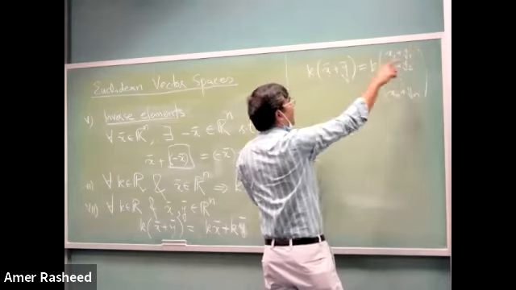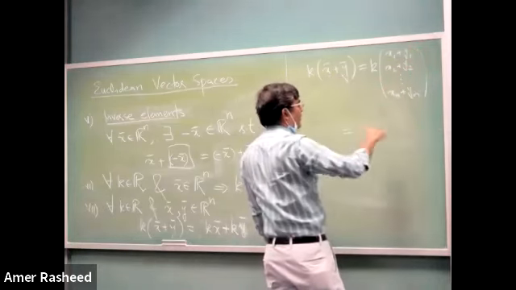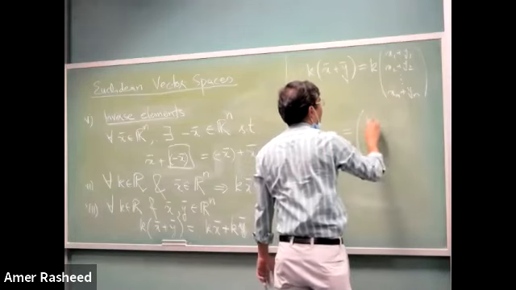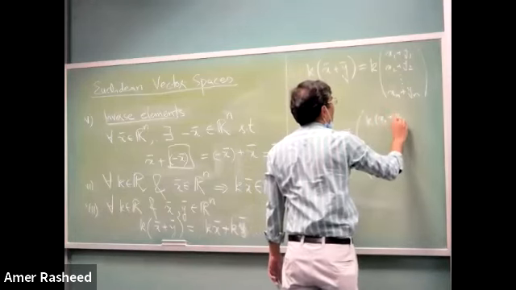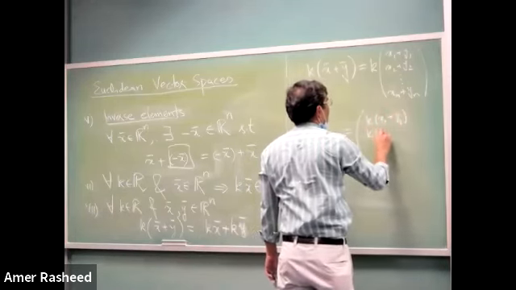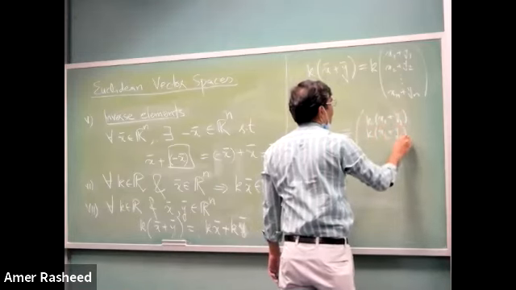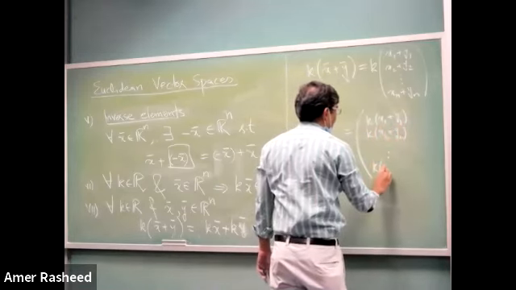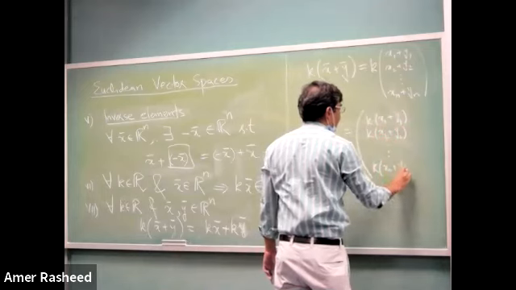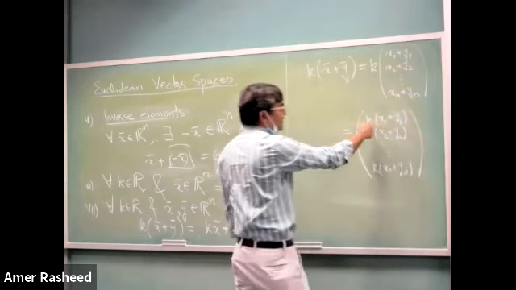Now we can multiply k inside with each component of this vector, which can be written as k times x1 plus y1, k times x2 plus y2, and so on, k times xn plus yn. Now, we can separate them.